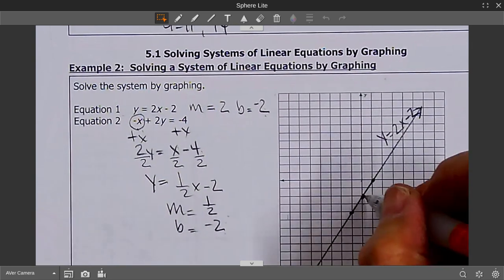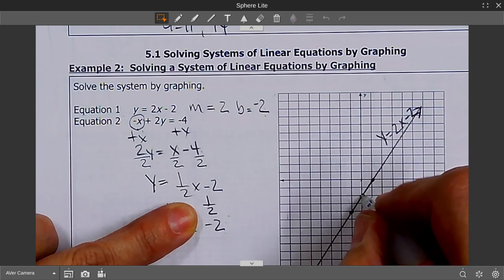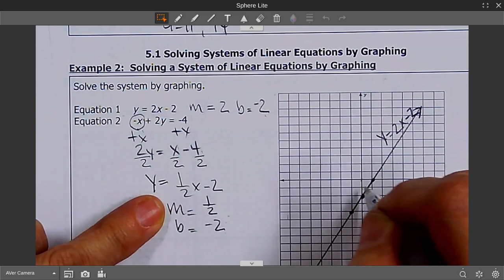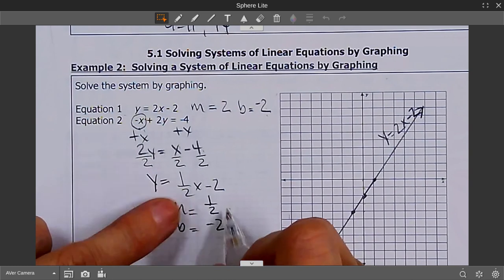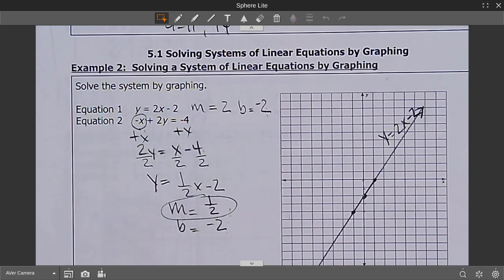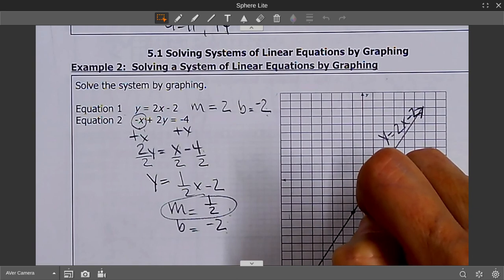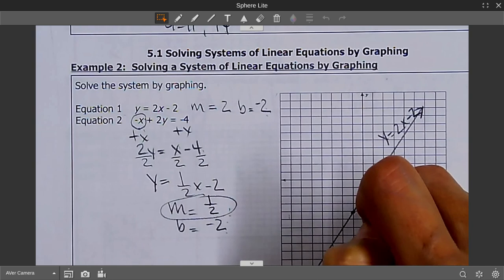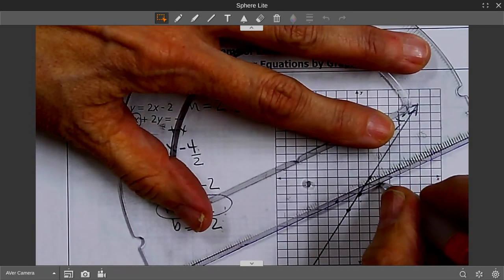Here's our first line. Our second line is going to start at -2 as well. How's my slope go on this one? 1/2 is 2 down, 1 right. This is my slope. Wait, I meant 1 up, 2 right. I can also go 1 down, 2 left. Either way.